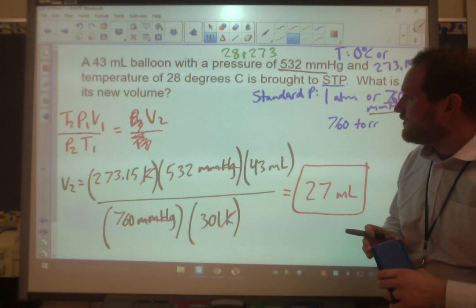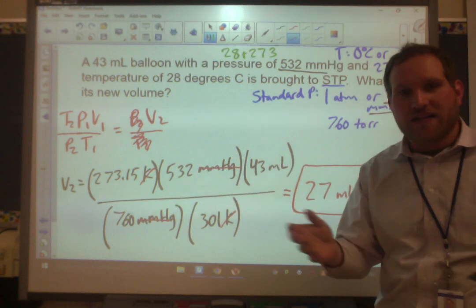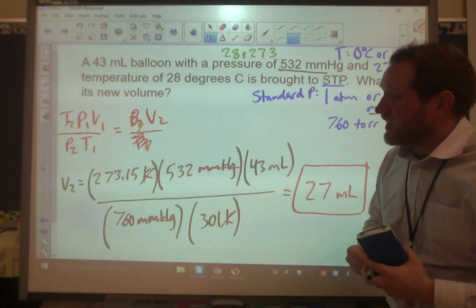Well, that's how we utilize the combined gas law. Okay. So if you have any more questions about this, you can certainly email me or look at other combined gas law problems, but that's just kind of an introduction there.